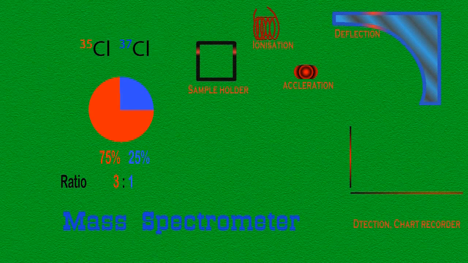Example 4. Let's say chlorine. The chlorine isotopes are chlorine 35 and chlorine 37. Their molecular weights are 35 and 37. The abundance of the isotope chlorine 35 is 75%. The abundance of the isotope chlorine 37 is 25%, and its ratio is 3:1. When we analyze the sample in the mass spectrometer, the M+ and M+2 peaks must indicate the ratio 3:1.